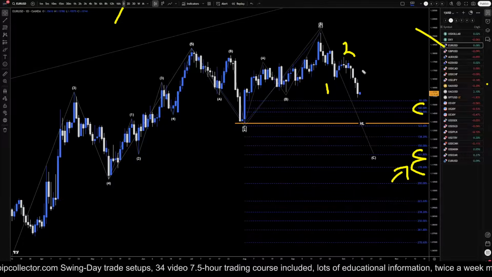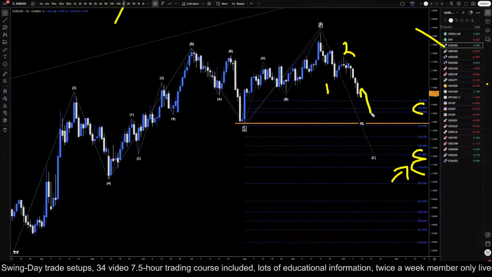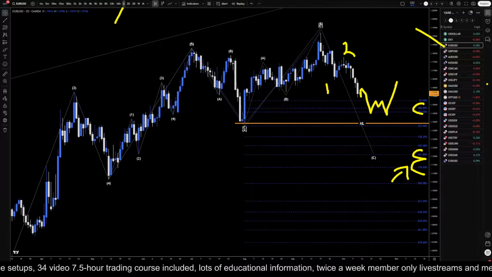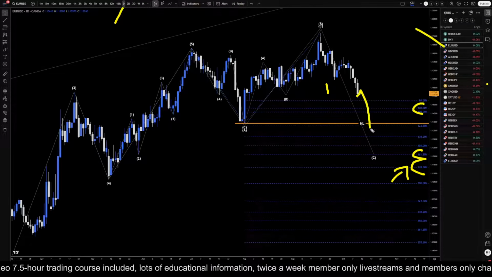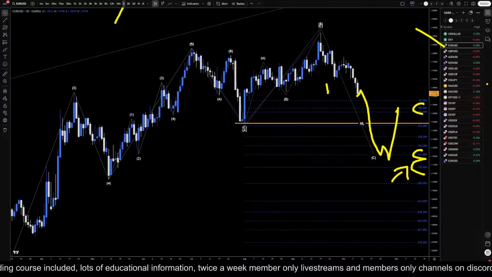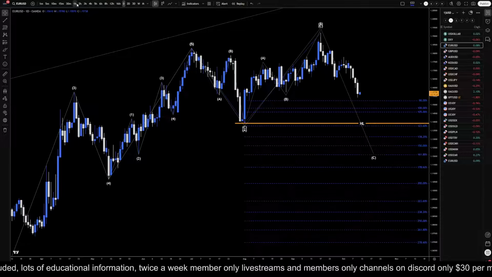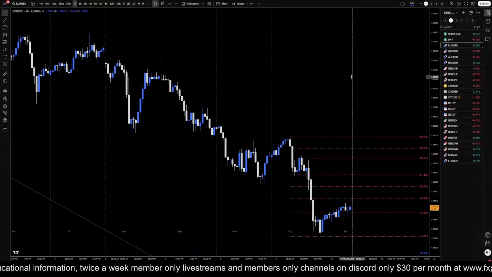Doesn't mean that there might not be some pullbacks on lower time frames, but I think on these higher time frames, it's either going to do this, ending in a running flat, or it's going to do this, ending in an expanding flat. So definitely either scenario, I am going to stay bearish for the most part.